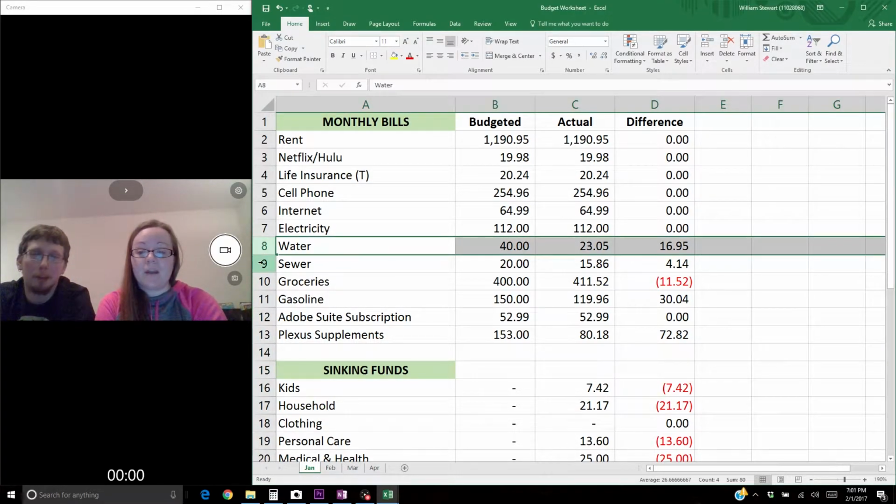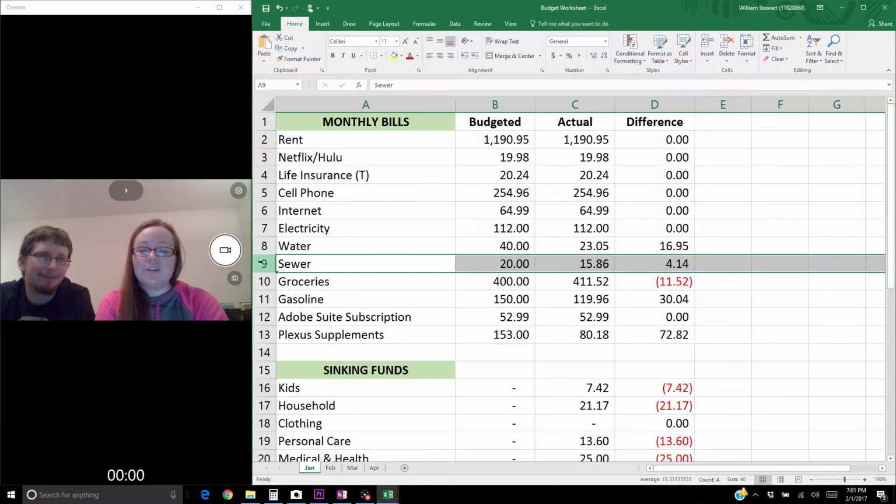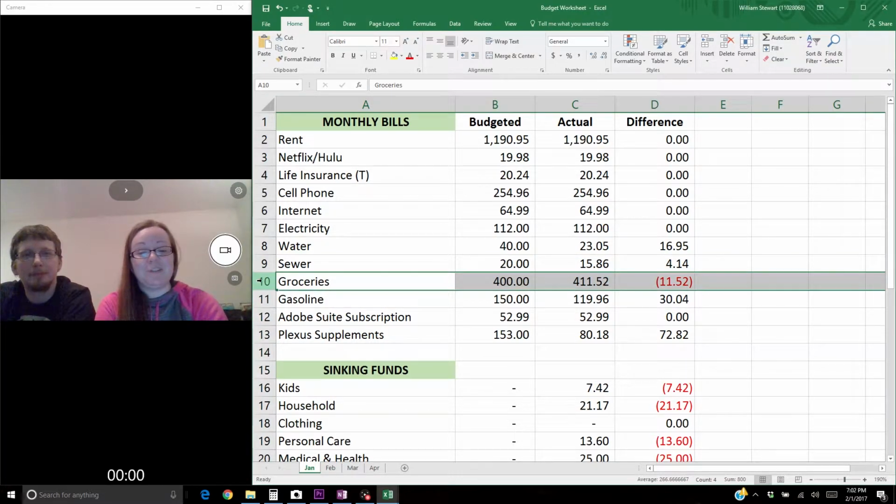Which more than makes up for my donuts. Yes, that does more than make up for the donuts. Our sewer is anywhere between 10 and 20. It came in at $15.86, so we were a little under budget there. We went $11.52 over on groceries.